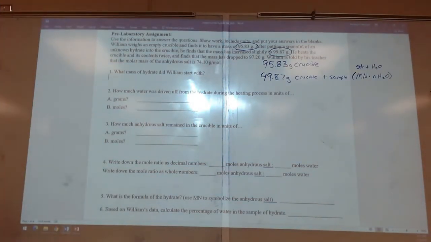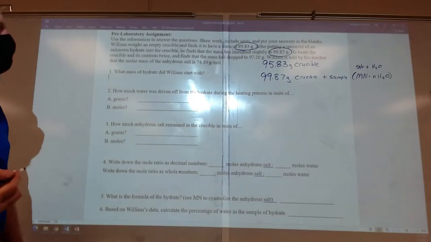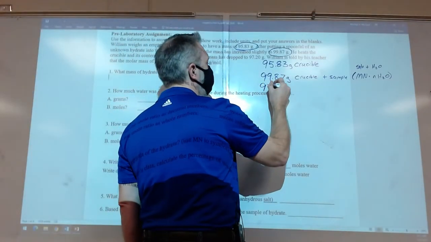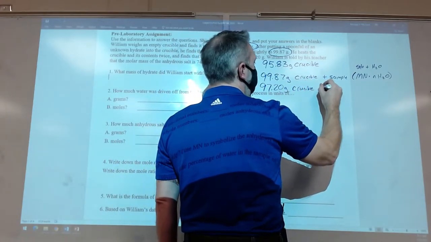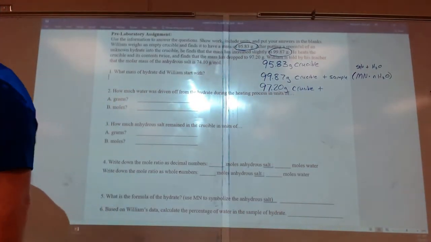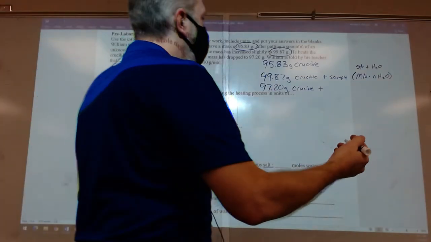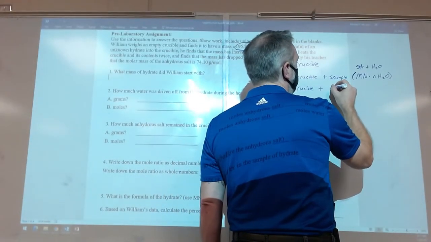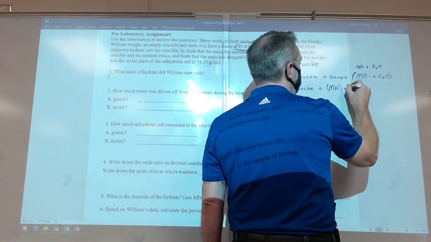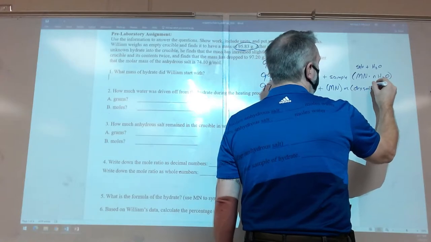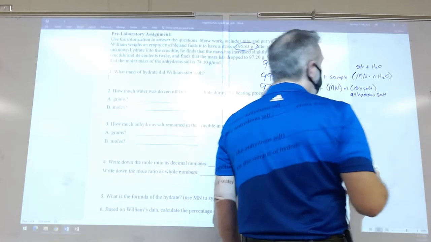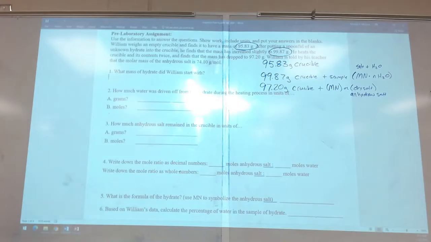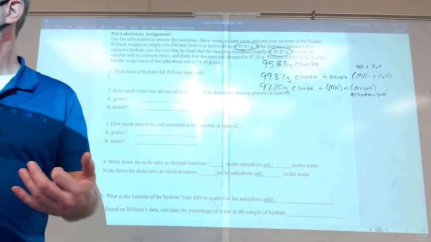He heats the crucible and its contents twice and finds that the mass has dropped to 97.20 grams. And this is the crucible plus, if I've heated it, what have I done? I've removed the water. And so, crucible plus Mn, or dry salt, or we can use our fancy Nancy words, anhydrous salt. Something on here to tell me that I have gotten rid of the water. We follow? Everybody okay with that? Everybody's written that down.